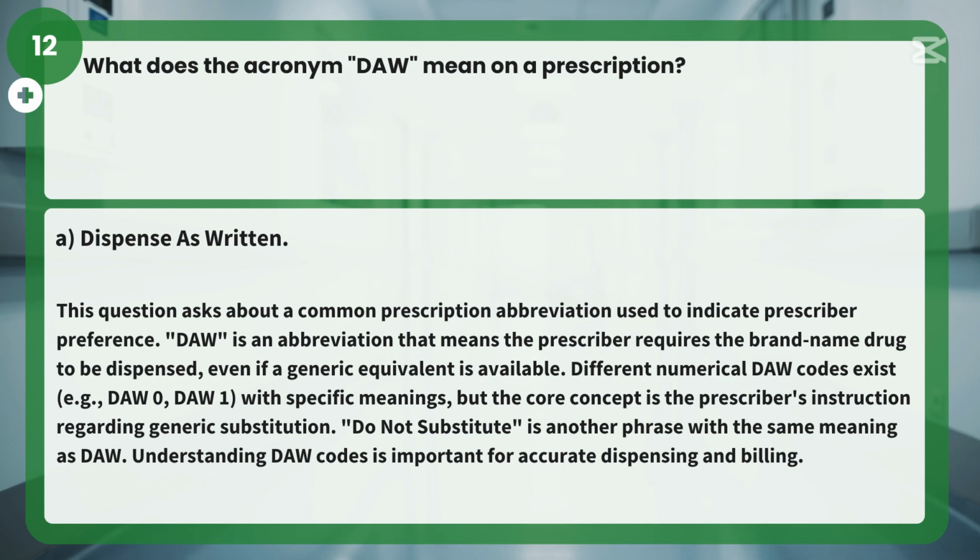Answer: A. Dispense as written. This question asks about a common prescription abbreviation used to indicate prescriber preference. DAW is an abbreviation that means the prescriber requires the brand name drug to be dispensed, even if a generic equivalent is available. Different numerical DAW codes exist, e.g., DAW 0, DAW 1, with specific meanings, but the core concept is the prescriber's instruction regarding generic substitution. Do not substitute is another phrase with the same meaning as DAW. Understanding DAW codes is important for accurate dispensing and billing.